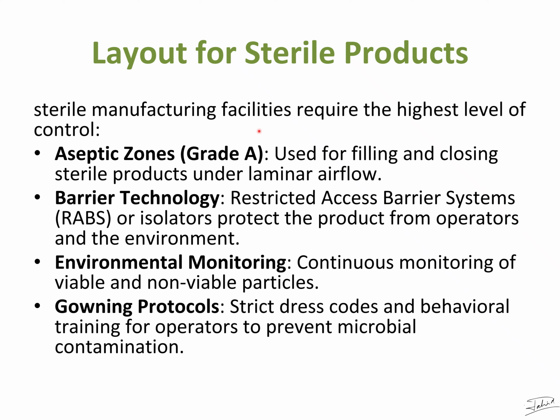So, sterile manufacturing facilities require the highest level of control, like aseptic zones. Grade A is maintained, used for filling and closing of sterile products under laminar airflow. Then barrier technology, restricted access barrier systems like RABS or isolators, protect the product from the operator and the environment. Environmental monitoring: continuous monitoring of viable and non-viable particles. So we learned this in the clean room area. Then gowning protocol: strict dress code and behavioral training for operators to prevent microbial contamination. Okay, for solid dosage form this is not so strict, but for sterile dosage form these are very strict.